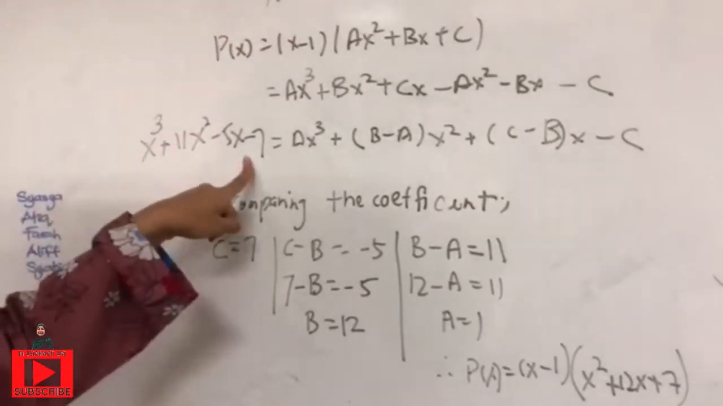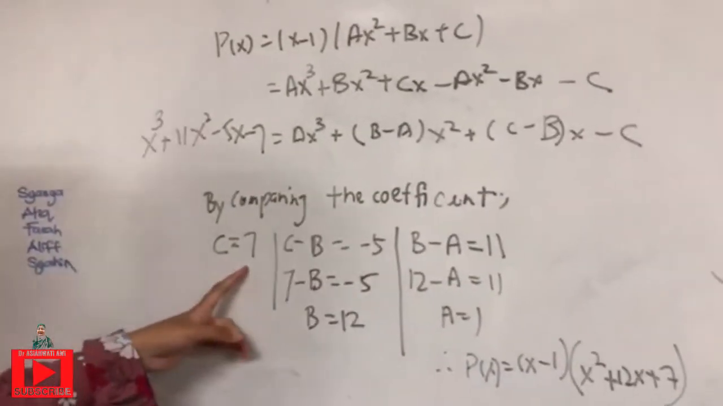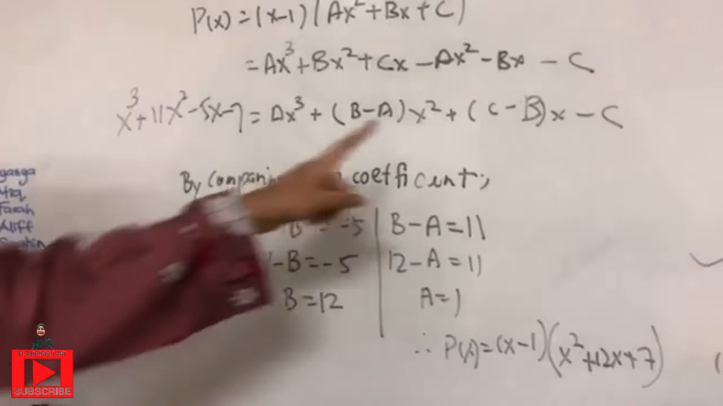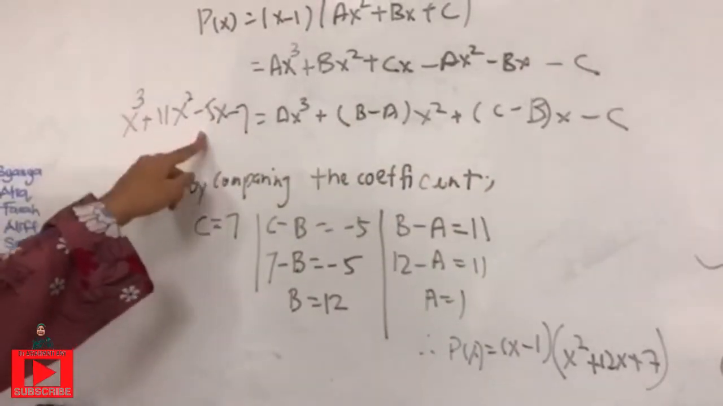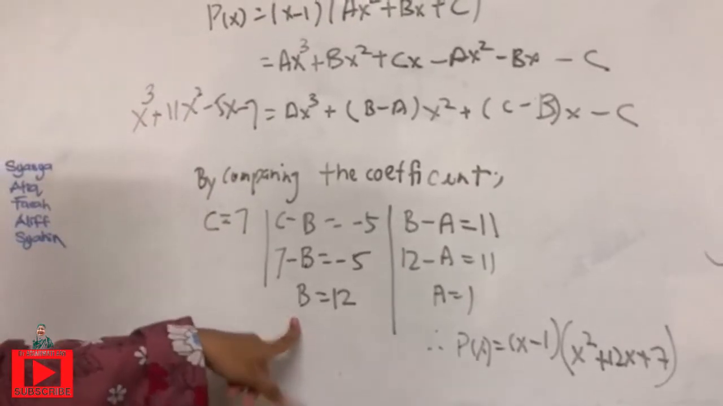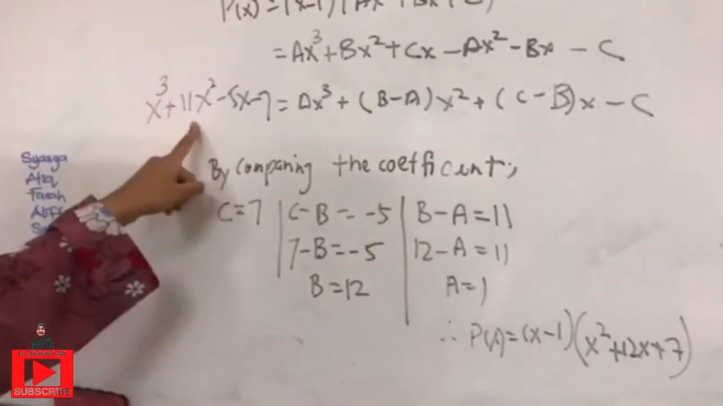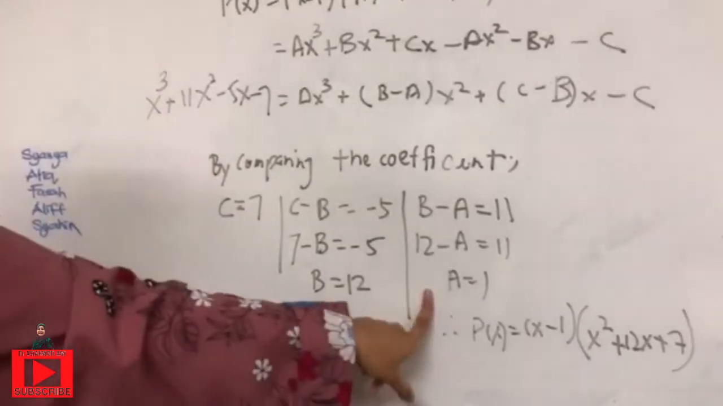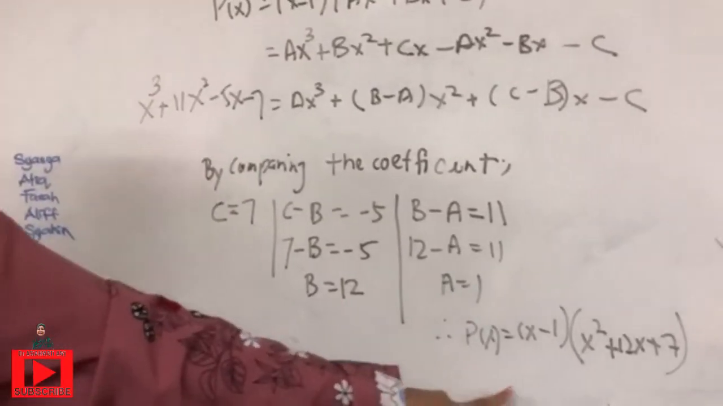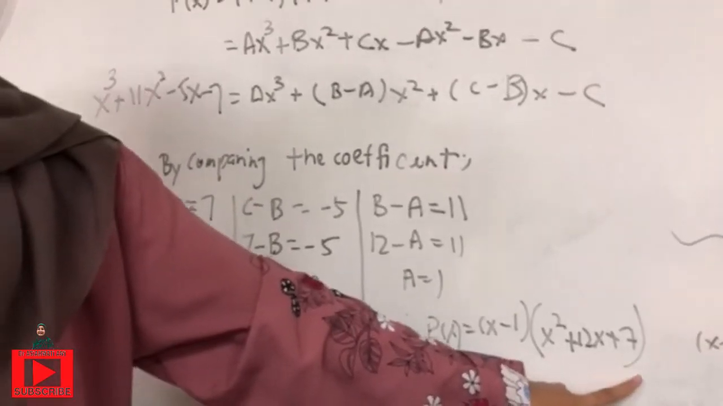So negative 7 equals to negative c. So c equals to negative 7. c minus b equals to negative 5. So b equals to 12. And b minus a equals to 11. And we get a equals to 1. So Px is (x minus 1)(x squared plus 12x plus 7).